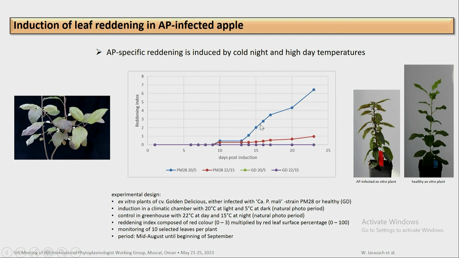You can see here in the blue line, if we establish a reddening index based on intensity and surface coloring, as you can see on the photo here, and after regular monitoring of these symptoms, 10 leaves per plant, you can see that the induction of reddening takes place in the cold chamber and not in the greenhouse. It's really after approximately 14 days, and this was done in the middle of August, so in summer when we do not have any red leaves in nature, you can induce these symptoms. And in nature this is really in September, and 14 days after, you have the symptoms, so you can time your remote sensing very precisely.